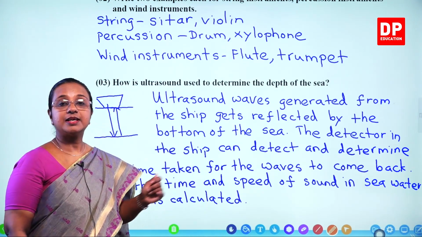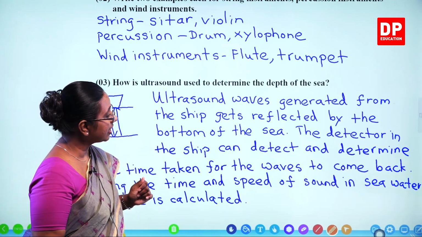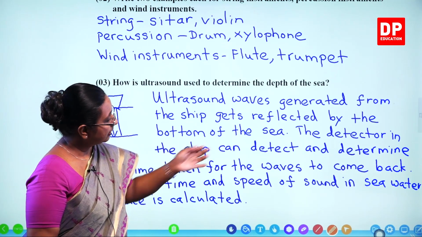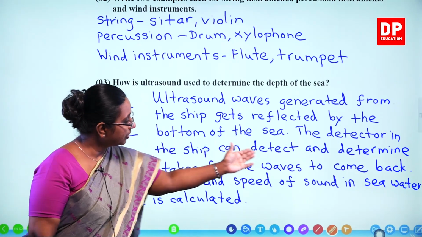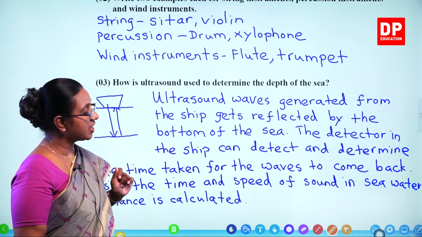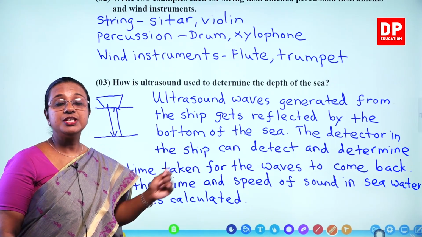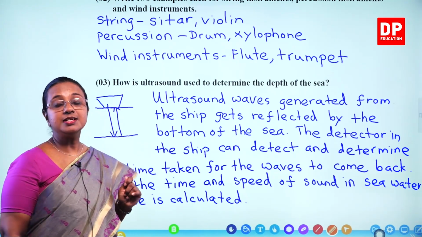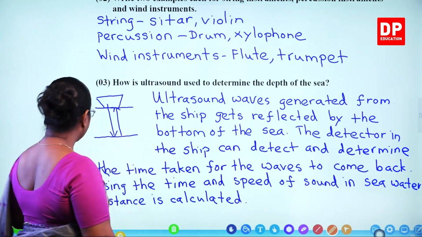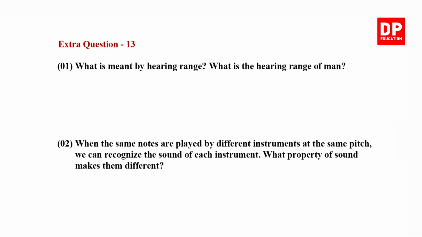So this is the calculation that we have done before. The detector can detect the time taken, and we know the speed of sound in seawater. Using the two values, you can calculate the depth of the sea. With that, I'll move on to the next one.